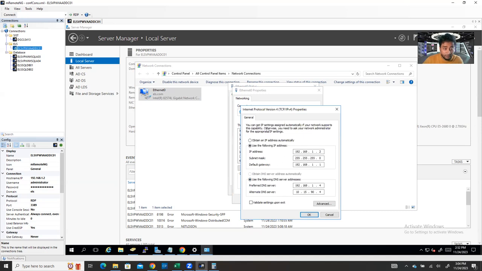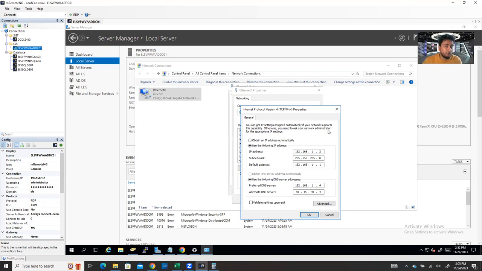Before, if it is DHCP, it will be Obtain an IP address automatically. This one will be selected, and this one will be selected. But now it's selected Use the following IP address, Use the following DNS. That means it's manually assigned, assigned by me or by you, right? So what are you going to assign here? The IP address, subnet mask, default gateway, preferred DNS and alternate DNS. That's the configuration you need to do for all.